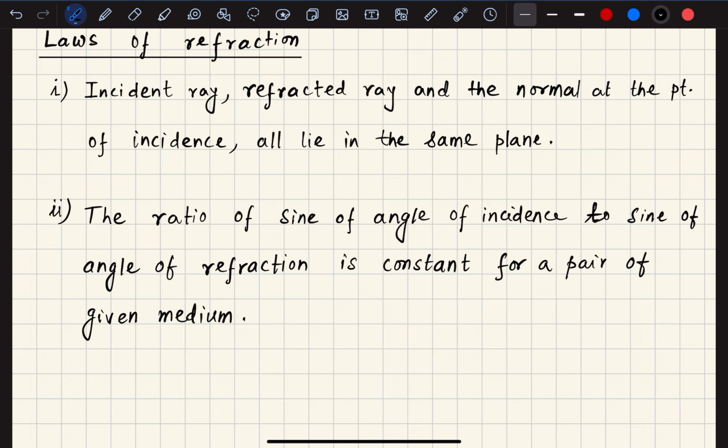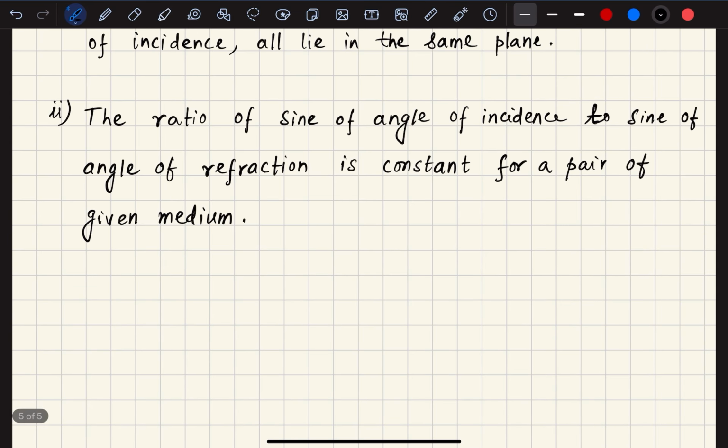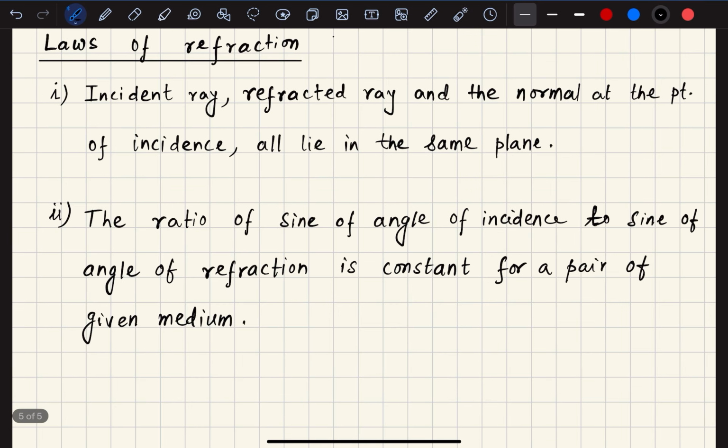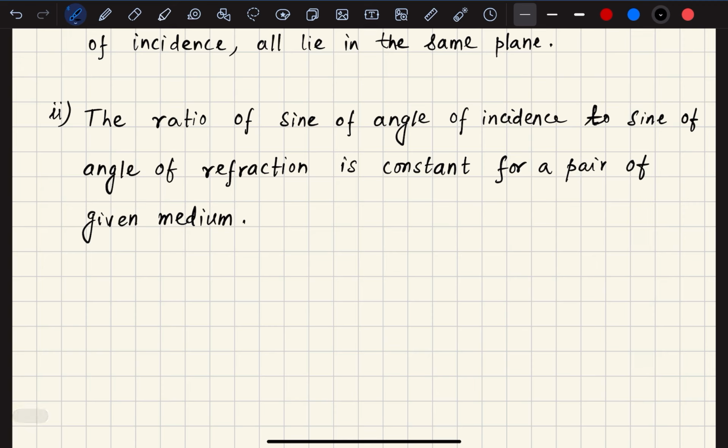Okay, so both these laws are basically given by a scientist named Snell. So these are also called Snell's law. This can be written mathematically as sine i, that is the angle of incidence, divided by sine r, which is equal to a constant. It is called the refractive index.